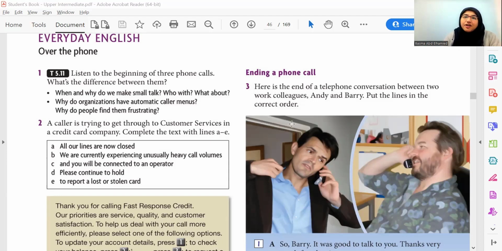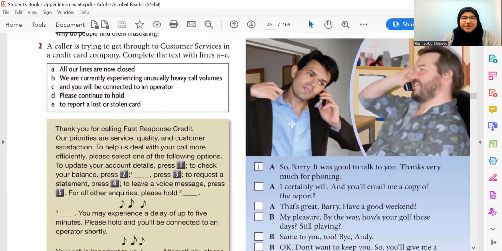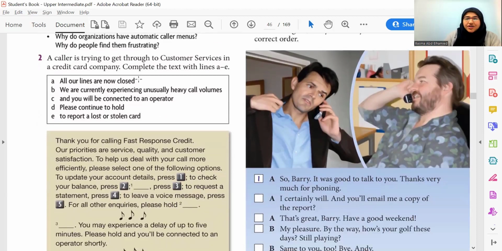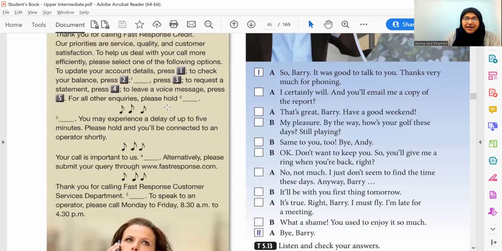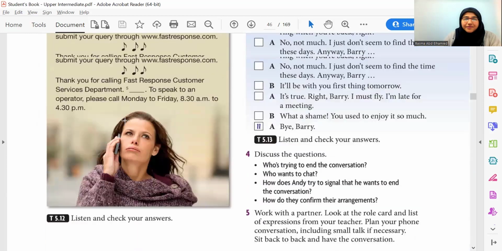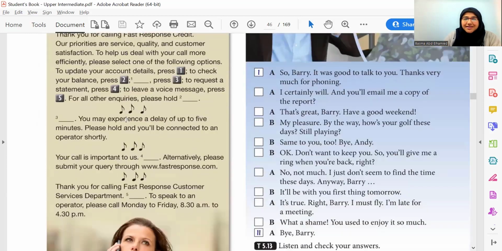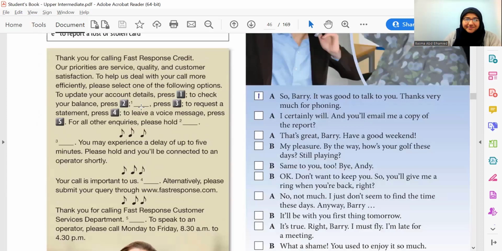And if you know the meaning of small talk, it's not a heavy, serious conversation topic. It's some light talk about catching up with the news, for example, especially when people have just met. So I want you here. We've got a caller trying to get through to customer services in a credit card company. We're going to complete the text with the lines A to E, okay? And here is the script. So let's listen to it together and try to complete it.